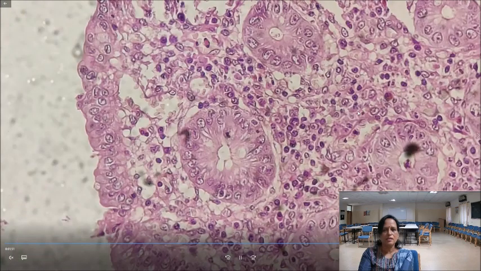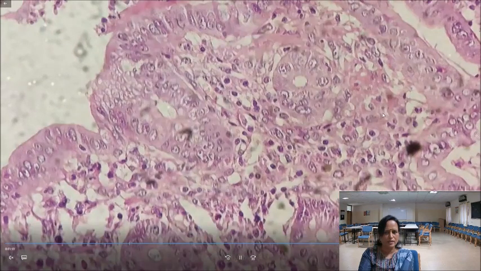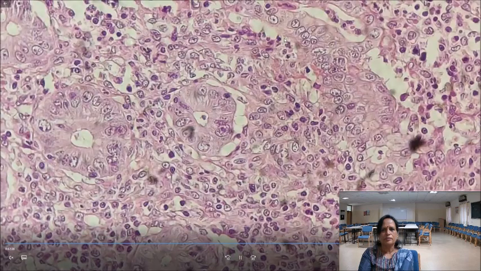This is the lamina propria now. There are normally seen lymphocytes. There are occasional eosinophils. That's again normally seen. There are few neutrophils here. See neutrophils. Yes, let us move on to the next one.